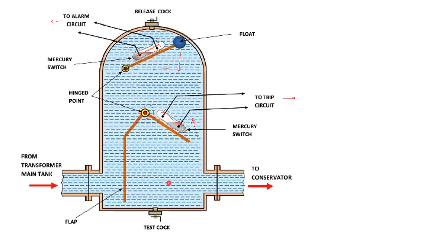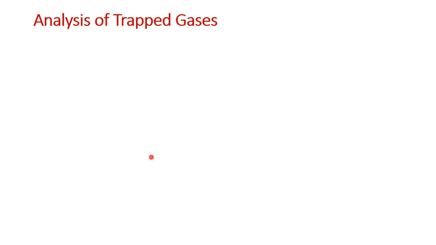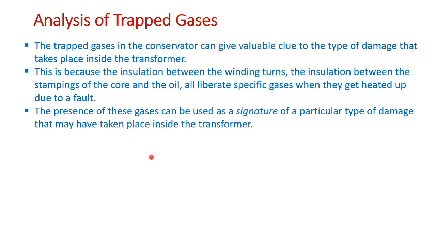So this is another structure of the Buchholz relay using the mercury switches, okay. So this is how it works. Now let us see the analysis of the trapped gases. In fact, when these trapped gases are collected and analyzed in the lab, we can find what kind of fault has happened in the transformer.